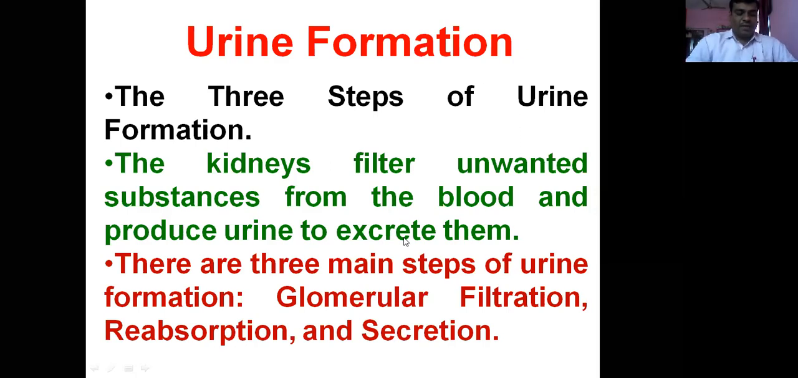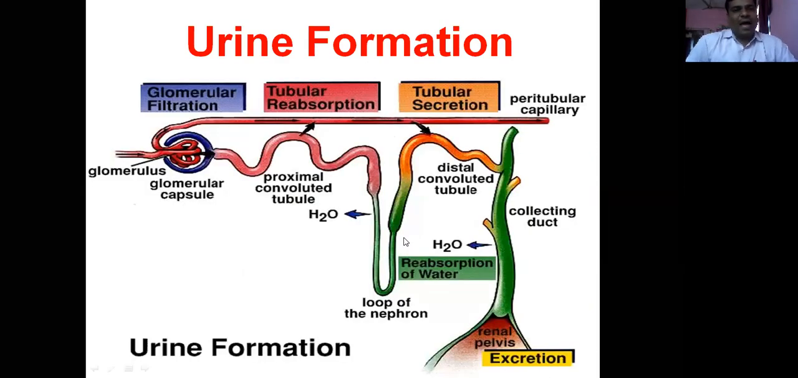Now, the formation of urine is a very complex process. It is completed in these 3 steps, and in this microphotograph, it is very clear how the urine formation takes place. We know that the first part of the nephron is the Bowman's capsule, and it contains the glomerulus.